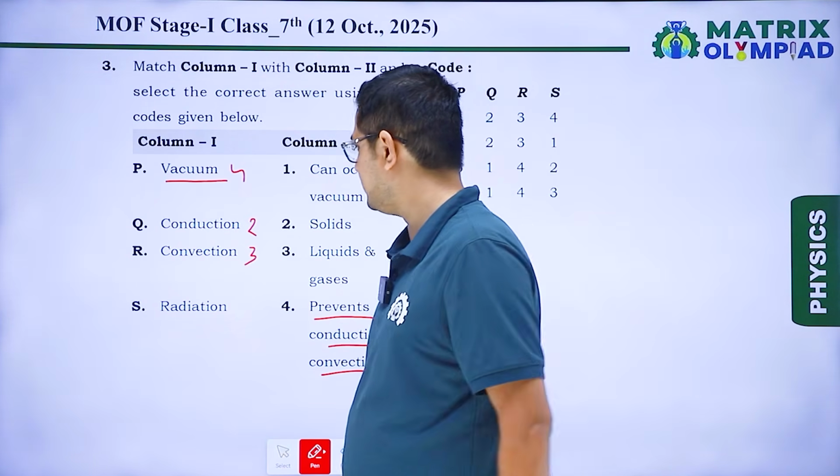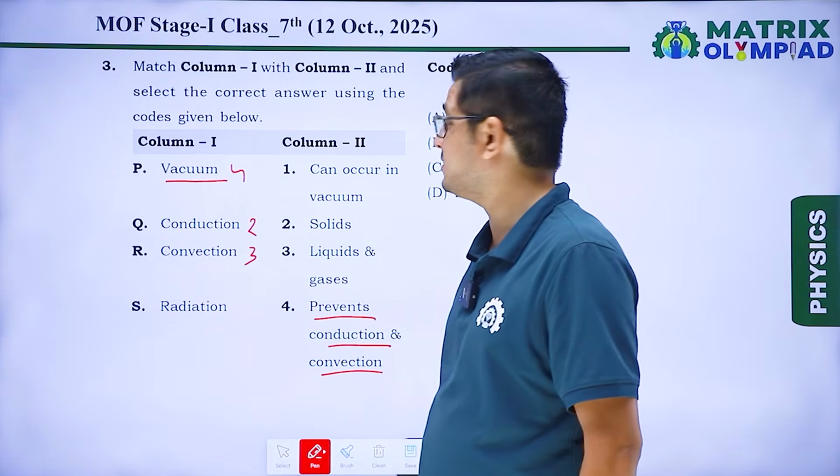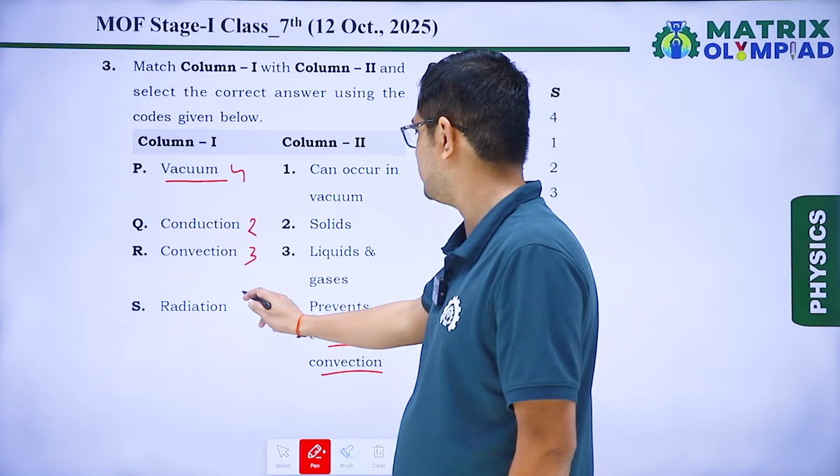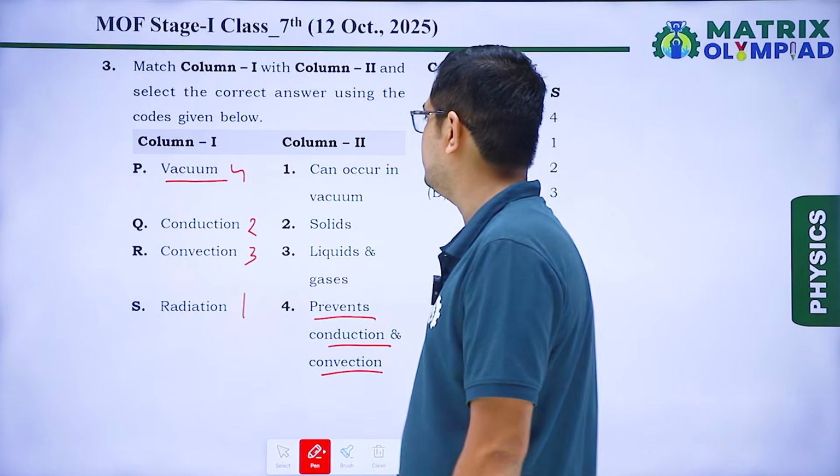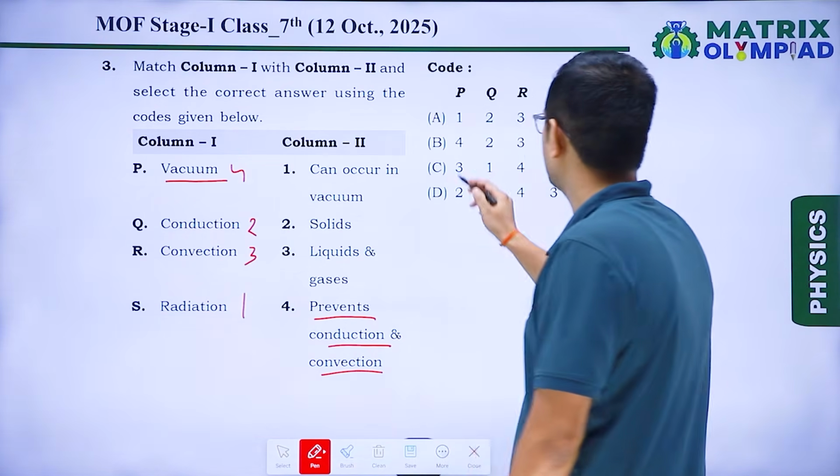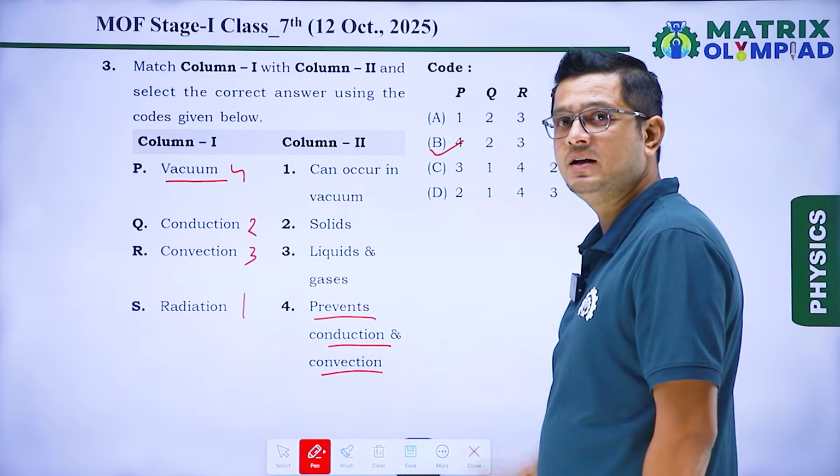And as we know that radiation is the fastest mode of heat transfer that can occur in vacuum, so for this I will write 1. Correct code will be 4231. So 4231, that means option B is our correct answer.